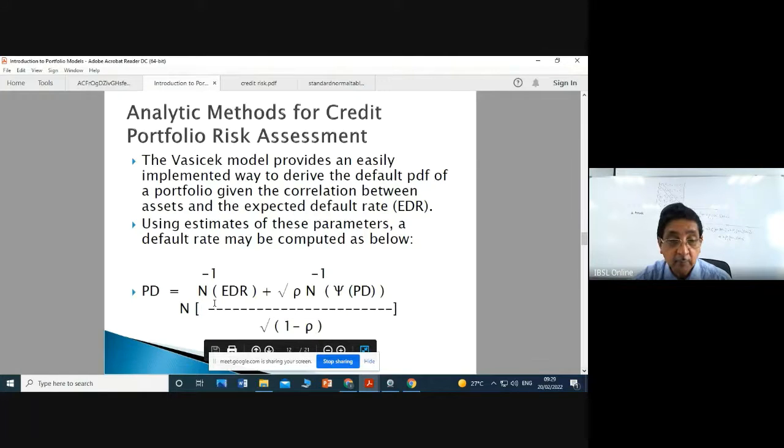PD is the probability of default. The probability of default of a portfolio can be taken as N, where N is the normal curve figure within brackets: N inverse of EDR plus square root of rho times N inverse of psi PD, divided by 1 minus rho square root. So I will just explain this with the figures.